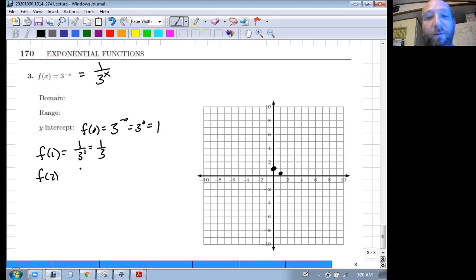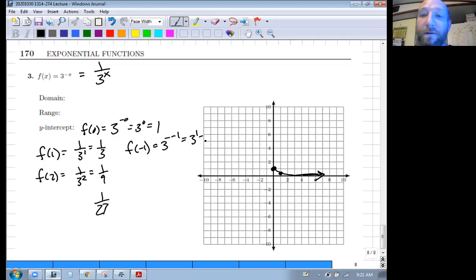If 2 would be 1 over 3 squared, which would be 1/9. If we keep going, we'd have 1 over 27. All right, so as we go to the right, this thing decays rapidly. But when we go to the left, we have 3 to the negative 1, 3 to the first. So when we go back 1, we have to go up 3.